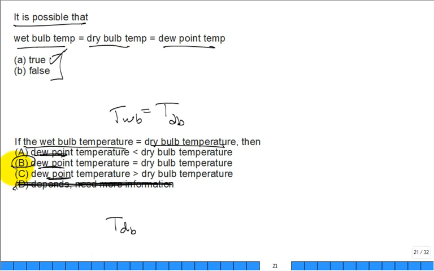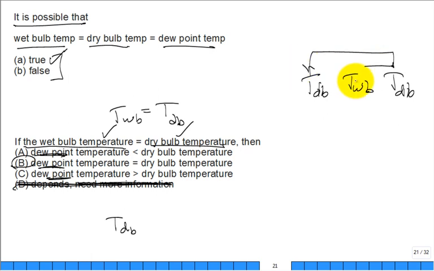So all three of those temperatures will be the same when it's saturated air. And as soon as any two of these are the same, the third has to be equal too. You can't have, let's say, two but not the third. Pick any one. So temperature dry bulb, temperature wet bulb, temperature dew point. If these two are the same, guess what the dry bulb is? See? So it only happens when it's saturated air.